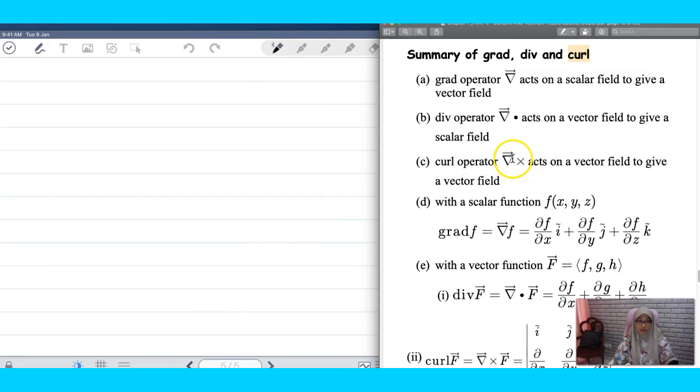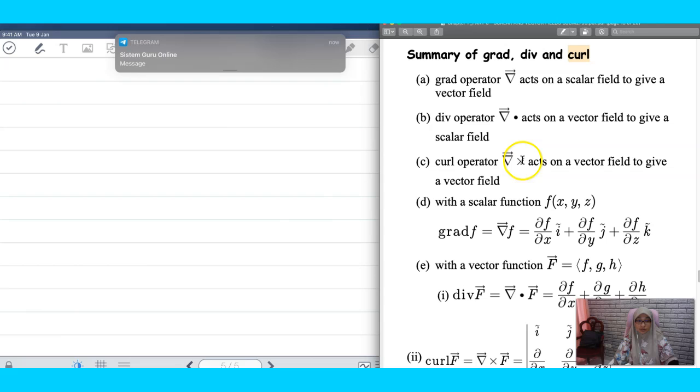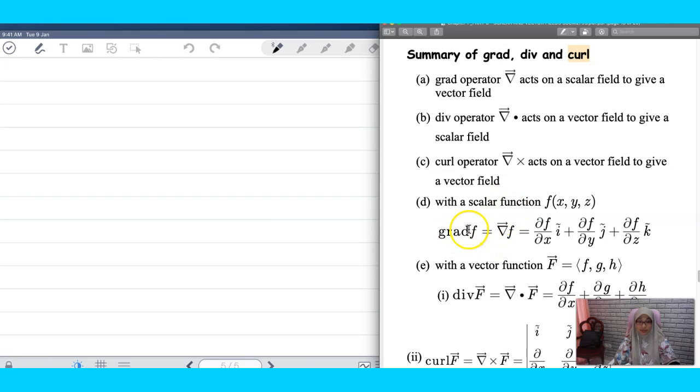Similarly, you have the nabla cross. So nabla cross is called a curl operator and should be paired with the vector field. So you have nabla cross, or we call this grad cross f. So the outcome is a vector field. So if you have the gradient of f, sometimes they write grad f. So this one is actually similar to nabla f.